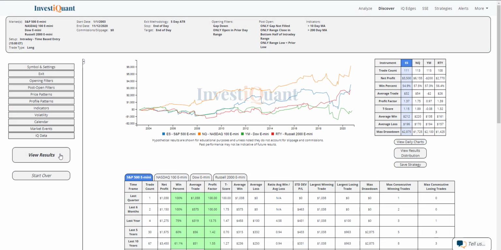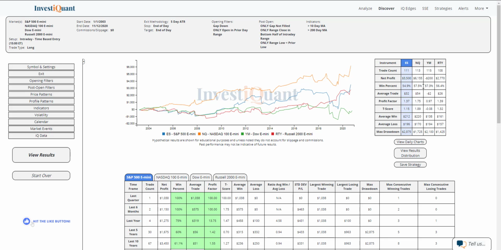All right, here are the results of going long at 3 p.m. Eastern Time, exiting at the close, which is 4:15 p.m. Eastern Time, when you gap down within the prior session range, and then at 3 p.m. Eastern Time, the gap has not filled. You're trading in the bottom half of the range, and you're trading below the prior session low. So that's some weak price action that is developed. This is taking place above a 10-day and above a 200-day simple moving average. And historically, we've got 111 samples in the S&P, so pretty regularly occurring pattern. The NASDAQ 113, the Dow 115, and the Russell 108.